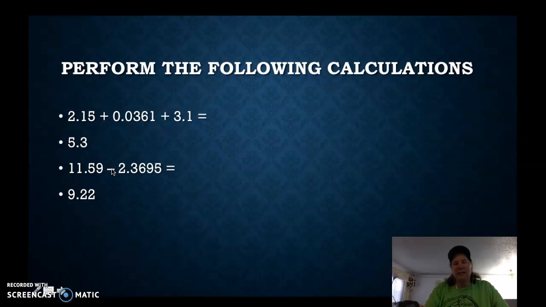Adding and subtracting, it's easy. It's the decimal. Whatever one goes the least past the decimal, that's what your answer has. So like this one went 2, this one 4, this went 1. My answer can only go 1.